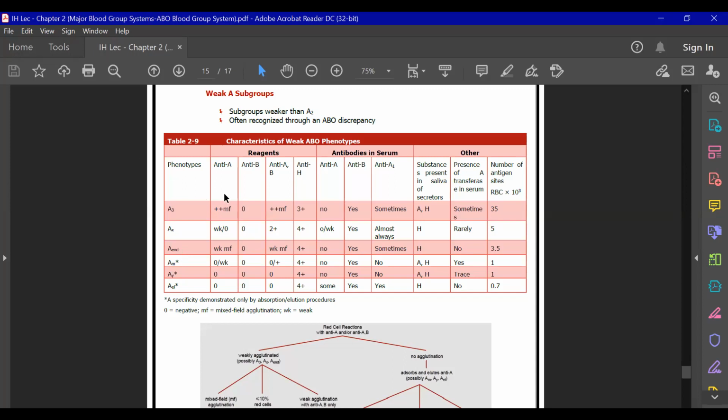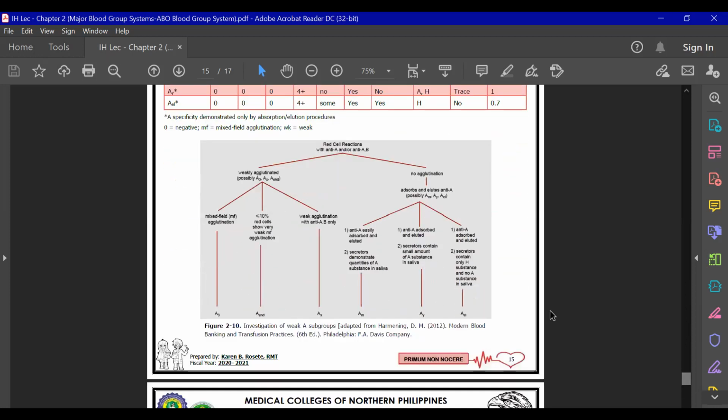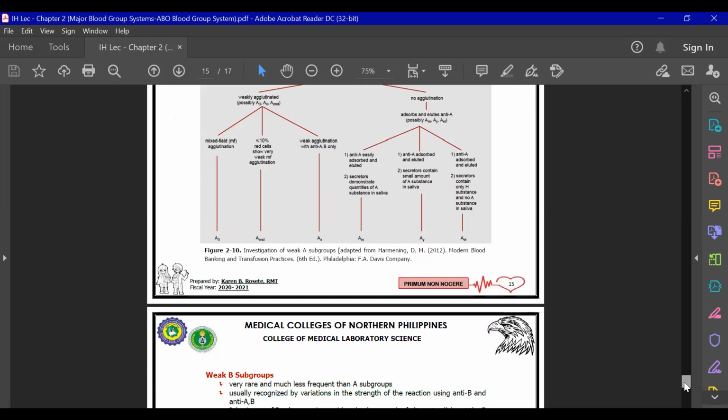Okay, these phenotypes may occur but rarely, or not at all. So this is the summary of the characteristics of your weak ABO phenotypes. Okay, so there is a summary there, and also in here.